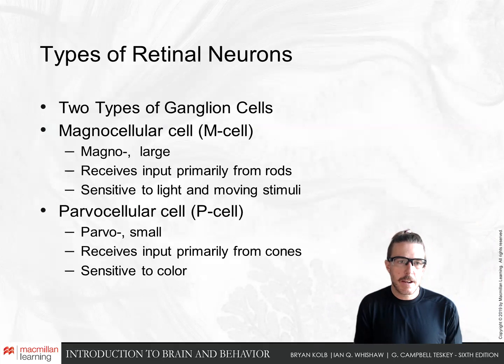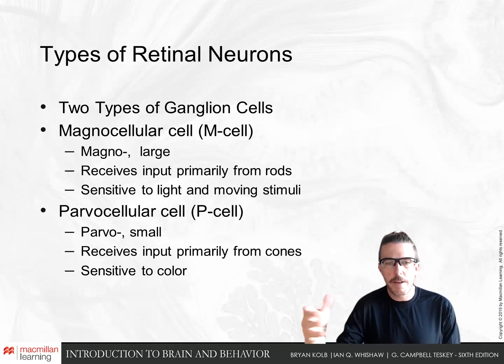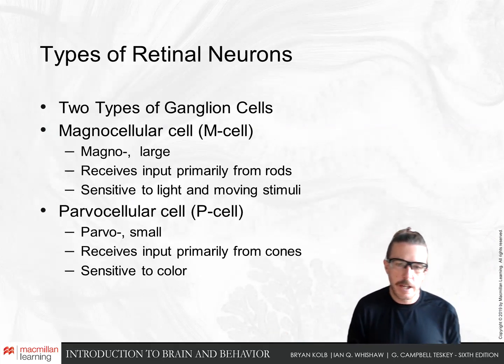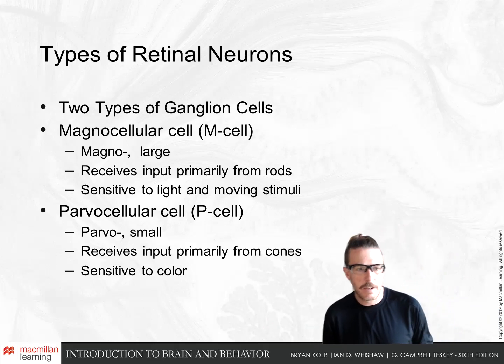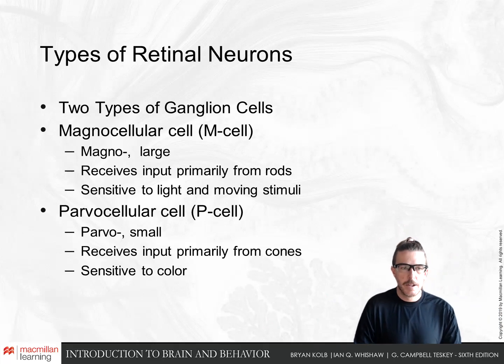The retinal ganglion cells are found to come in 2 types, magnocellular and parvocellular, based on both what type of input they receive from the rods and cones, and also where they send their projections to in the next stage of the visual pathway. So the magnocellular cells are larger, they receive input more from rods, and they're sensitive to light and movement. The parvocellular cells are smaller and receive information more from the cones, and they're sensitive therefore to color.